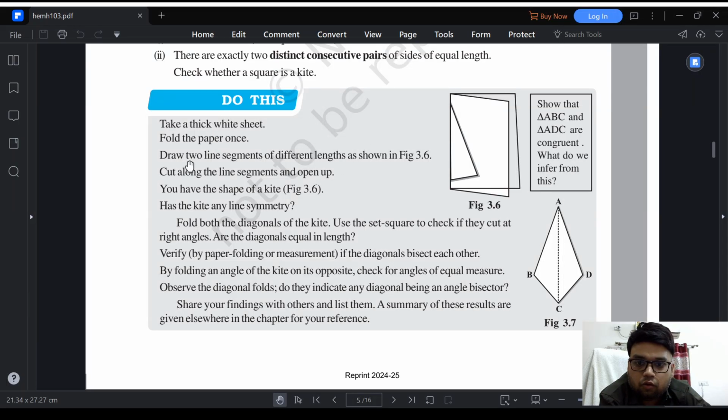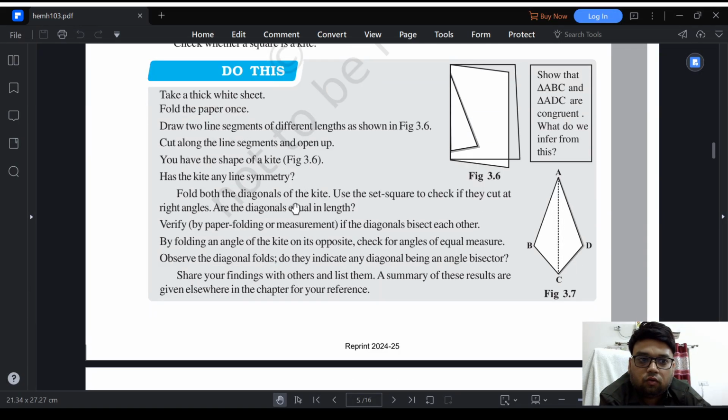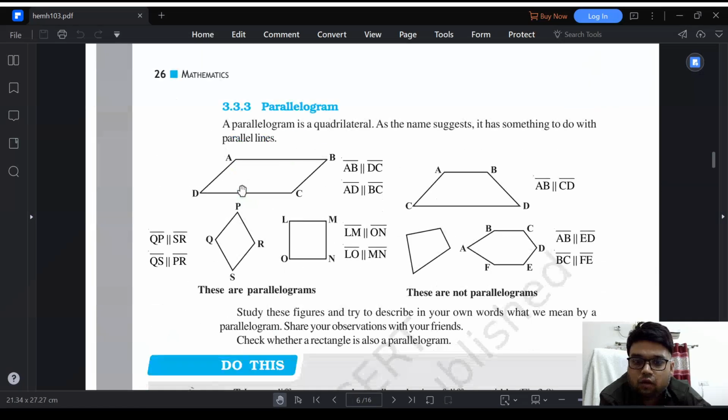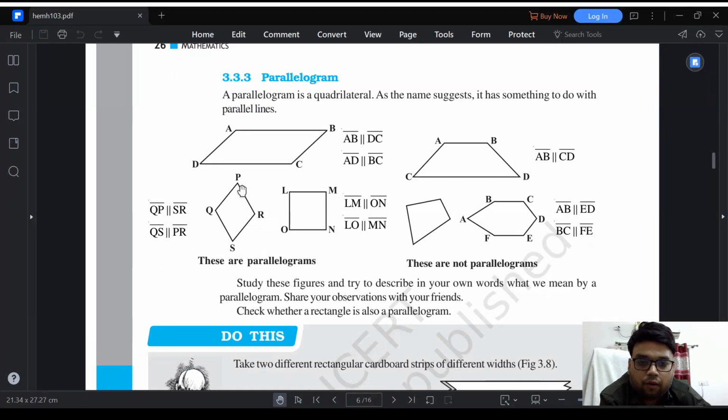They were given some examples for your more clarification. You need to read them at home. Now further moving to the parallelogram.